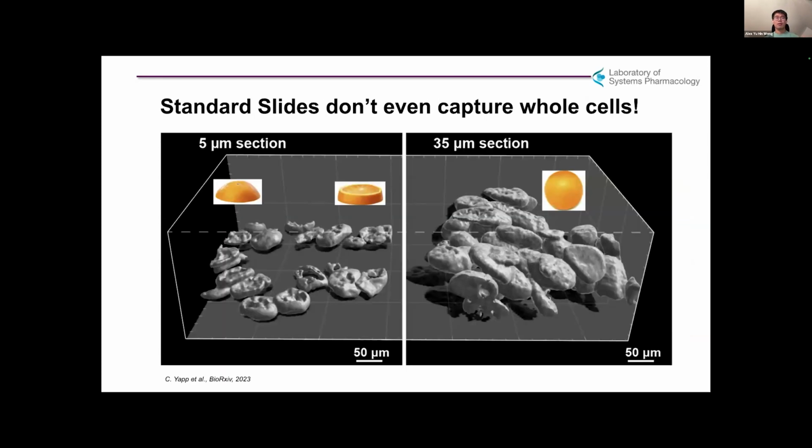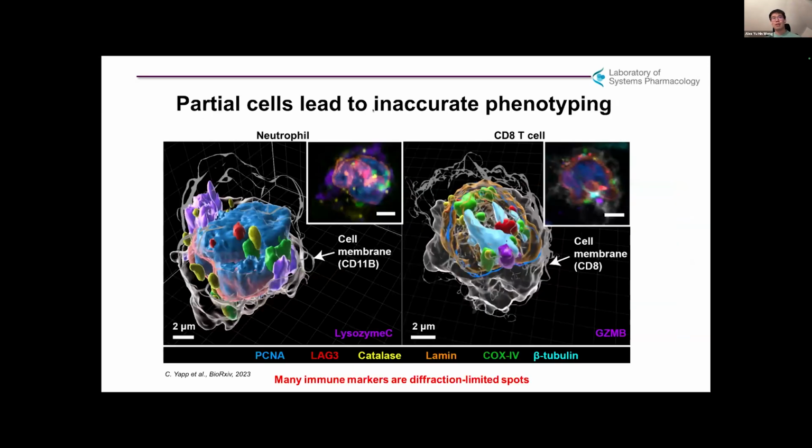But actually, conventional slides are only 5 microns thick, and it's like a slice of orange. You can't base the entire orange's whole shape on just one slice, and so you can't really base that conclusion on a single cell, because then you're not accurately phenotyping those cells. And in this example, partial cells lead to inaccurate phenotyping. These punctate limited spots, such as LAG3 or granzyme B, are actually polarized, could be on the top or the bottom of those cells. And so this could lead to a lot of inaccuracies.